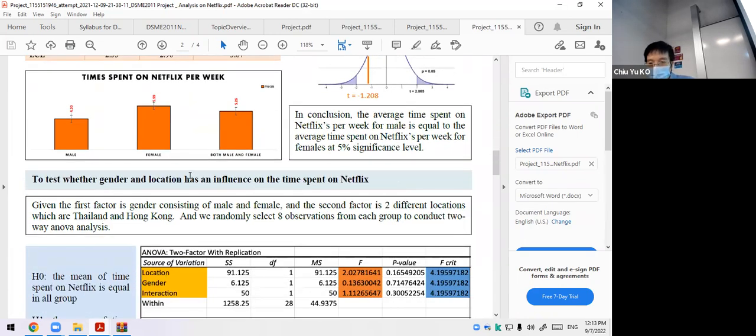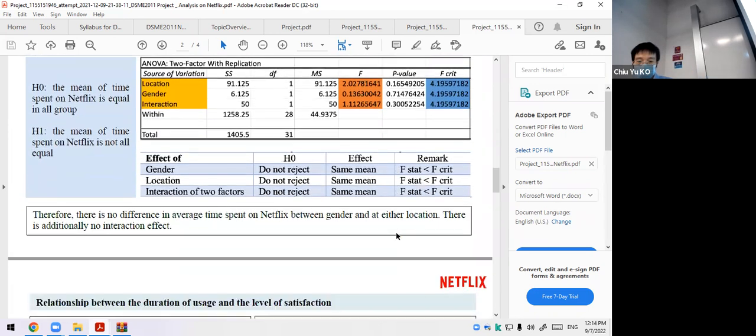Second, they're trying to look at whether location would change. What they do is look at people in Thailand and Hong Kong. I think I remember the reason they focus on Thailand or Hong Kong is the data availability. But anyway, given female and male the same, does Hong Kong versus Thailand make a difference? And they figure out that there's no difference between Hong Kong and Thailand. Still male and female are the same.